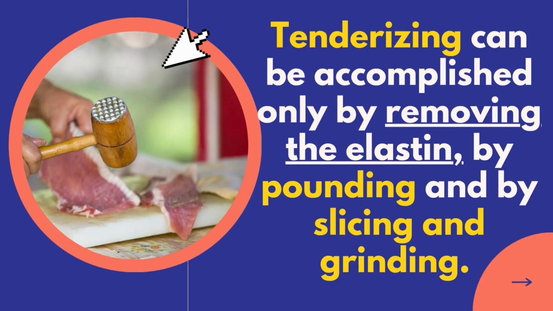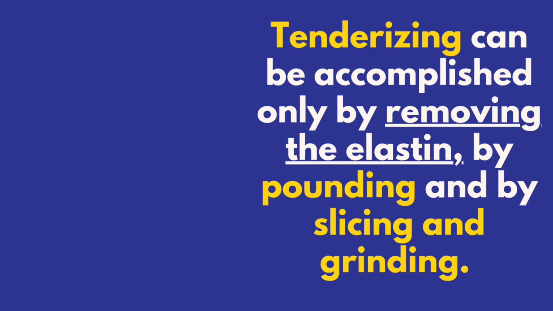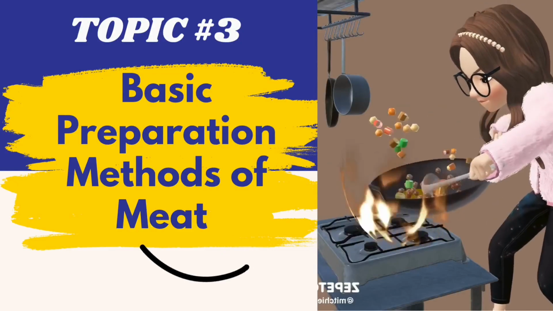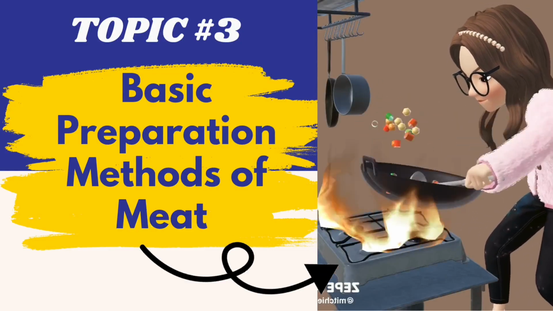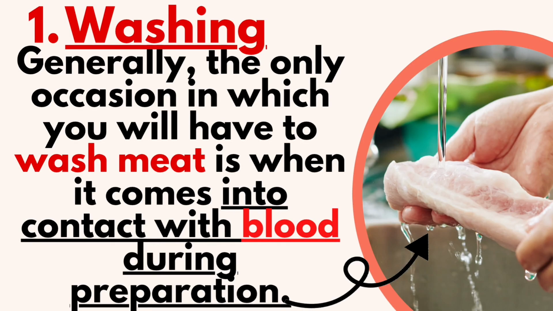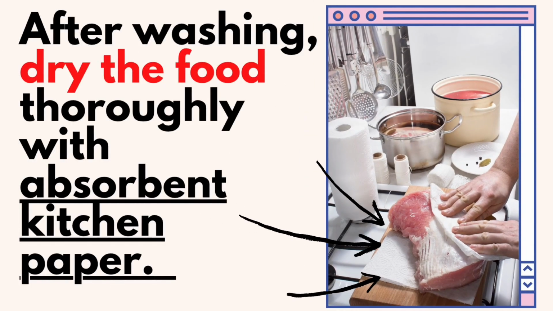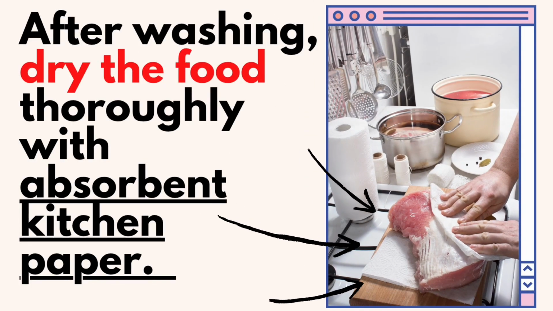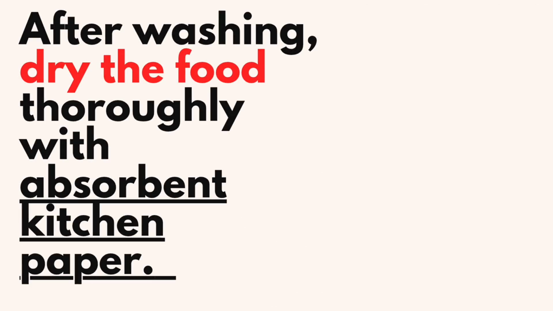Tenderizing can be accomplished only by removing the elastin, by pounding and by slicing and grinding. Topic 3. Basic preparation methods of meat. 1. Washing. Generally, the occasion in which you will have to wash meat is when it comes into contact with blood during preparation. After washing, dry the food thoroughly with absorbent kitchen paper.